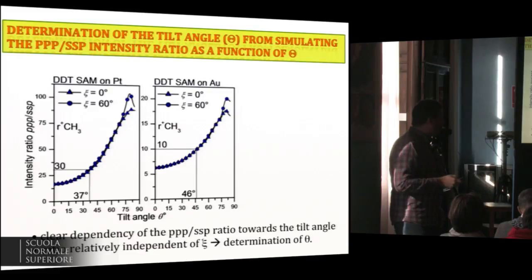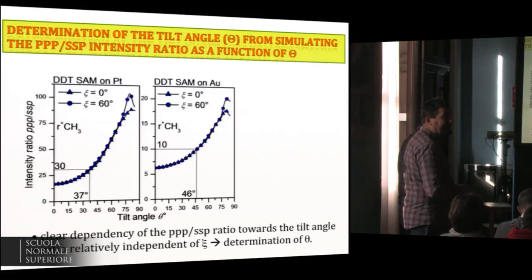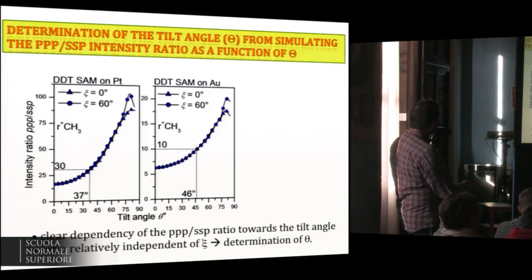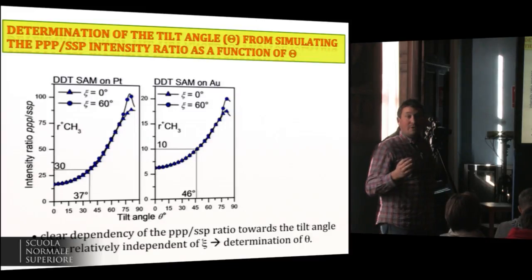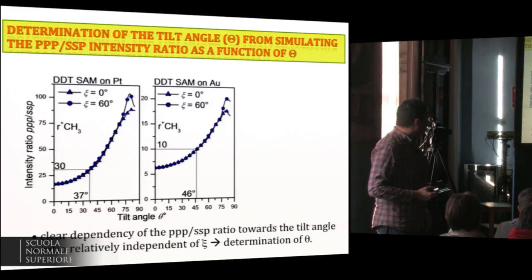So what was done was simply to simulate the intensities of this SFG transition in PPP and SSP polarization for different values of the tilt angle and also for different values of the rotation angle. What you see here is that if you fix your rotation angle to 0 or 60 or mostly any other value, you have a strong dependence of the ratio of the PPP to SSP intensities as a function of the tilt angle. You remember that experimentally the ratio is 30, so we deduce that the tilt angle of most of the molecules at the surface is 37 degrees.